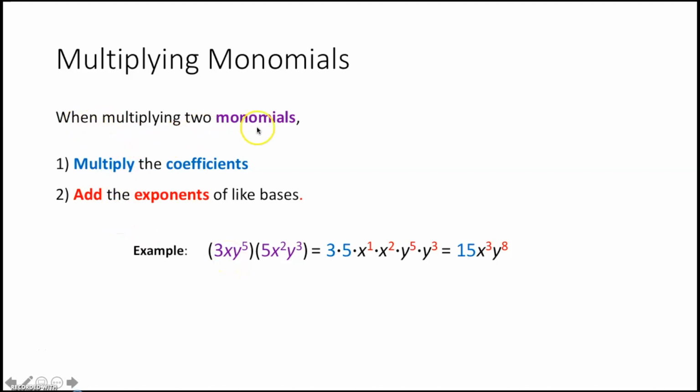First thing we're going to talk about is multiplying monomials. So when multiplying two monomials together, you're going to multiply the coefficients together. Then you're going to add the exponents of the like bases.